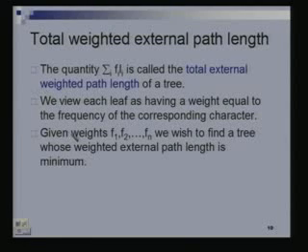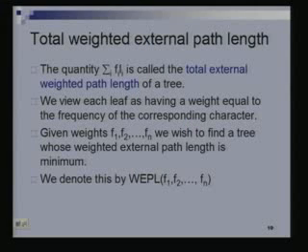So here, given these weights or frequencies f_1 through f_n, we wish to find a tree whose total weighted external path length is minimum. Right? That's what we want to do. We are given the weights on the leaves, we want to build a tree whose leaves will be these and whose weighted external path length will be minimum. And we will denote this minimum weighted external path length by this quantity.